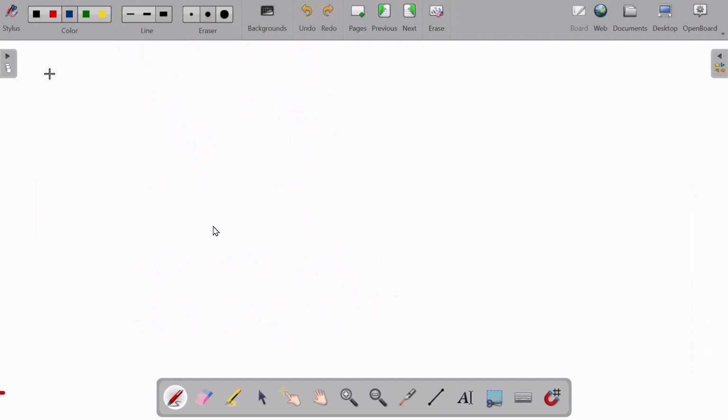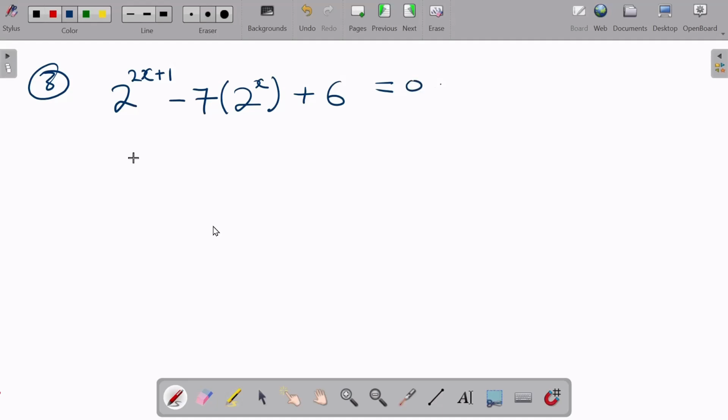We can have number 3, which is 2 to power 2x plus 1 minus 7 multiplied by 2 to power x plus 6 equals 0. So what we are going to do is express the first term in terms of the second term, so that we have something common throughout as having the unknown, which is x. So this implies that our first step, by considering the rules of indices.